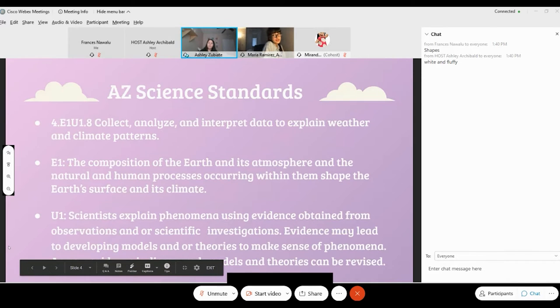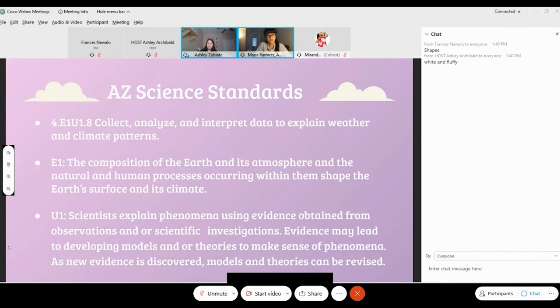And then the Arizona Science Standards. So what this means is that all of your teachers have a goal for all of you. And so our goal for today is that we will be able to help you collect, analyze, and interpret data to explain weather and climate patterns. There are two components that make up this goal, otherwise known as a science standard. And so it's broken up into E1 and U1.